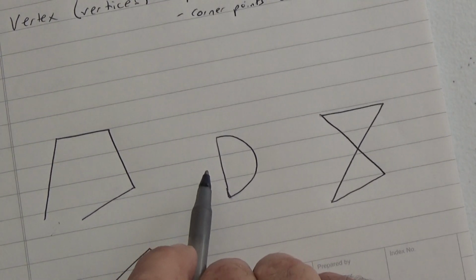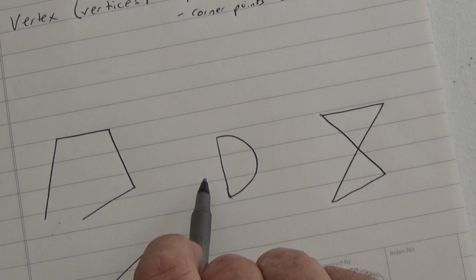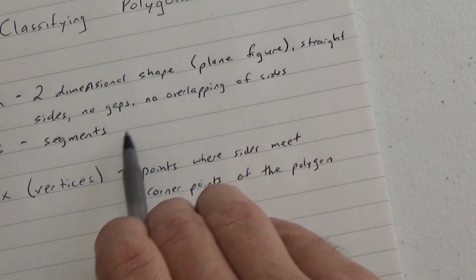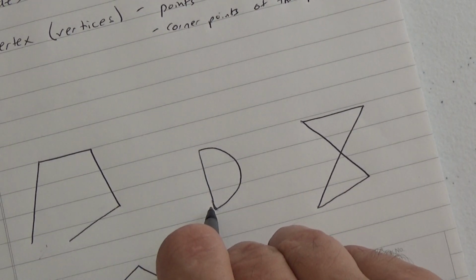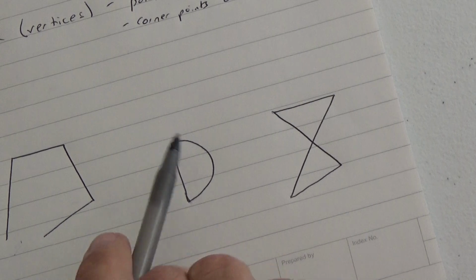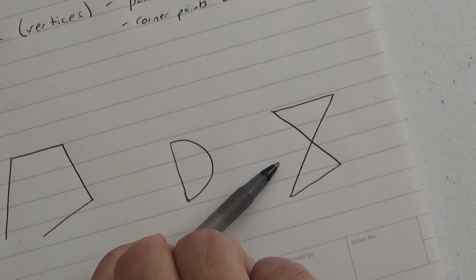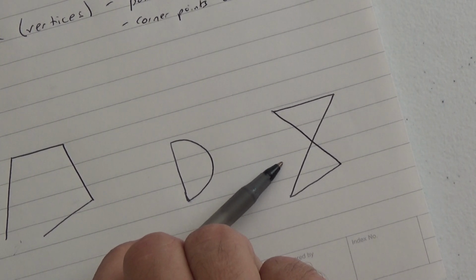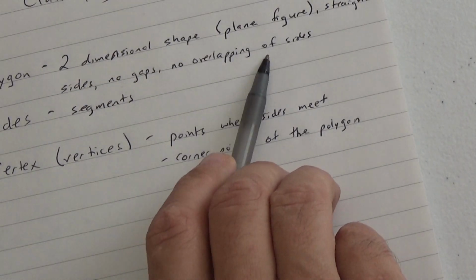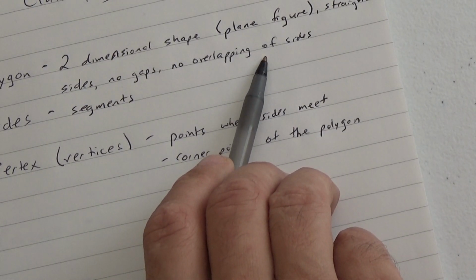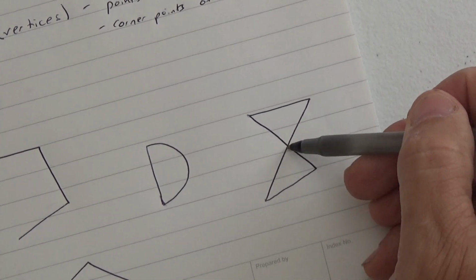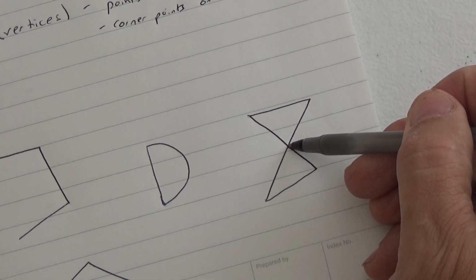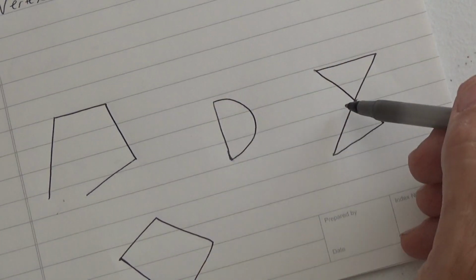Okay? This one. Is it a polygon? Nope. Okay? Straight sides. Remember, the sides are segments. Segments have to be straight. This is curved. Okay, that doesn't count. This one. Some people get this one confused. Is this a polygon? This is not a polygon. Remember, no overlapping of sides. Sides can only intersect other sides at their endpoints. Right here, we have this side and this side intersecting somewhere other than the endpoint. Okay, so none of these are polygons.